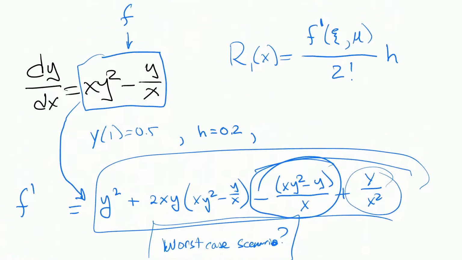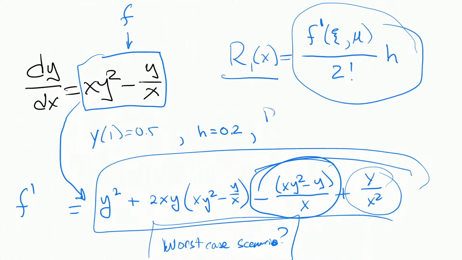So now let's plug that into here to get an estimate for the remainder. So the remainder will be less than that over 2, 2 factorial is 2, times the step size. Now here's the key. So 0.2 is my step size. So let's see what that ends up being. This I'm going to need a calculator for. But I have one over here.